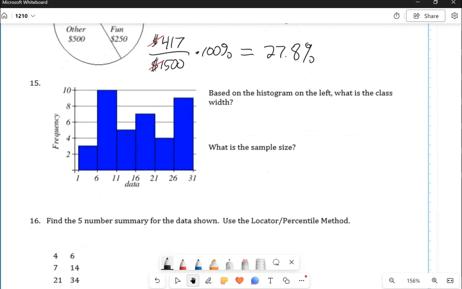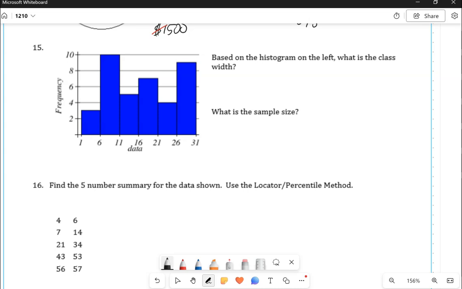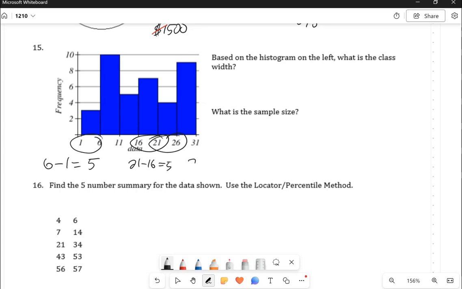Number 15. Based on the histogram on the left, what is the class width? The class width can be best found by looking at the bottom numbers. Doesn't matter where you do this, because histograms have the same class width. That's one of the definitions, one of the requirements to be a histogram, is the class widths are all the same.